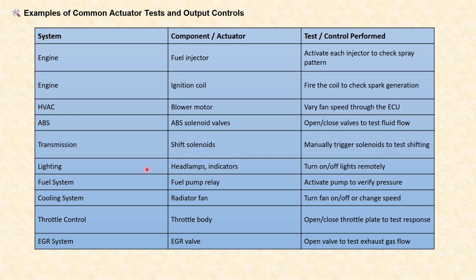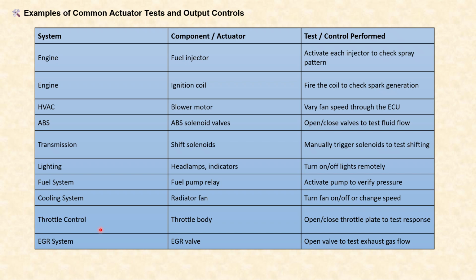When it comes to lighting, headlamps and indicators: turn the lights on and off remotely. And for the fuel system, fuel pump relay: activate the pump to verify pressure. Okay, as far as the cooling system is concerned, the radiator fan is an important component. Again, you turn the fan on or off or change its speed. So these are the various tests to see whether the fan system is working properly.